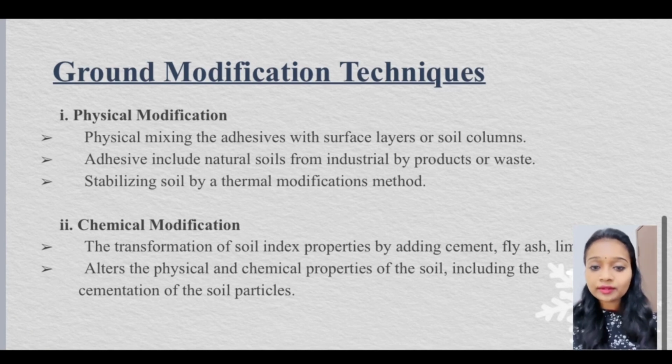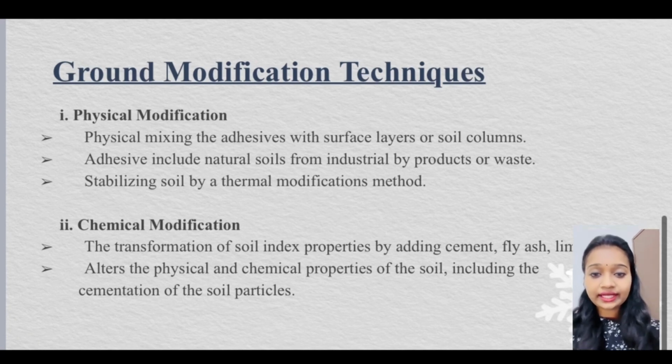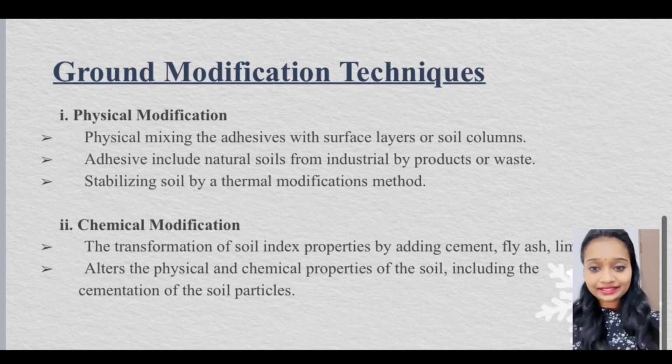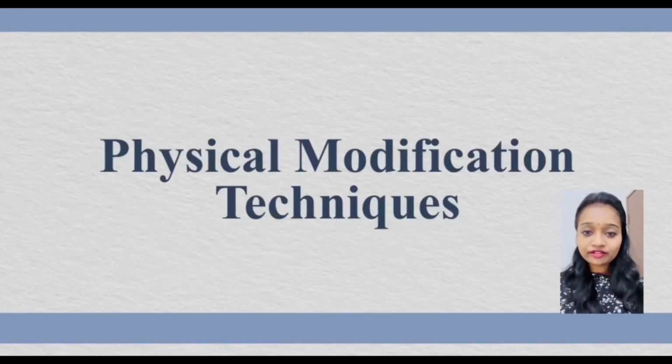Next, when we talk about chemical modification, it is the transformation of soil index properties by adding cement, fly ash, and lime. It alters the physical and chemical properties of the soil, including the cementation of soil particles. Let's talk about physical modification techniques.